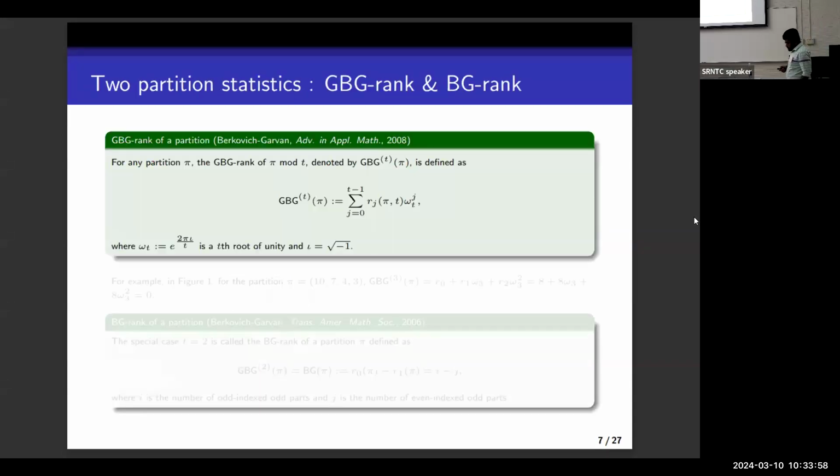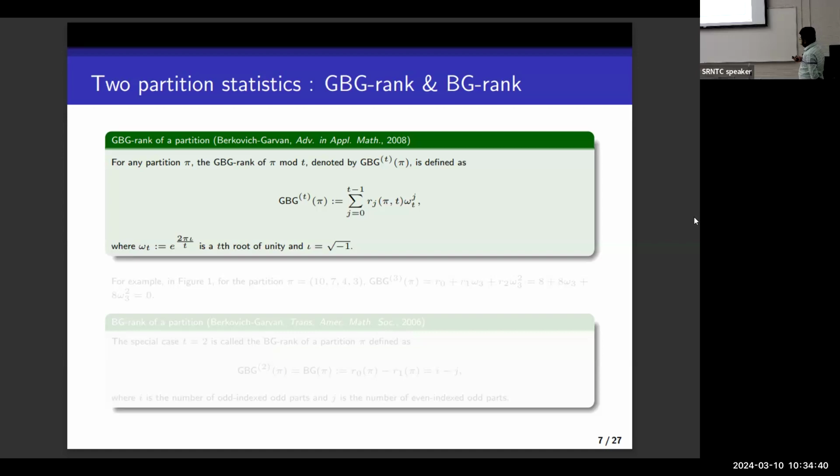Now we introduce 2 partition statistics. By a statistic, I mean a function from the set of partitions to integers. In 2008, Berkovich and Frank Garvan introduced a partition statistic called the GBG-rank, the generalized Berkovich-Garvan rank of a partition modulo t for an integer t, as the sum over j from 0 to t minus 1 of rj times omega t to the j, where omega t is the tth root of unity and i is, as usual, the square root of minus 1.